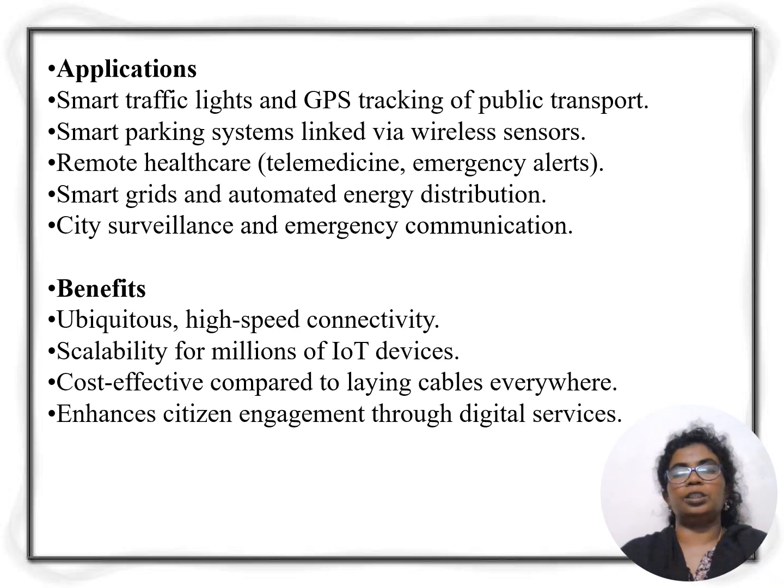So the main applications include smart traffic lights and GPS tracking of public transport, smart parking system linked via wireless sensors, remote healthcare, smart grids and automated energy distribution, city surveillance and emergency communication. The main benefits include high-speed connectivity, scalability for millions of IoT devices, cost effective compared to laying cables everywhere, enhances citizen engagement through digital services.